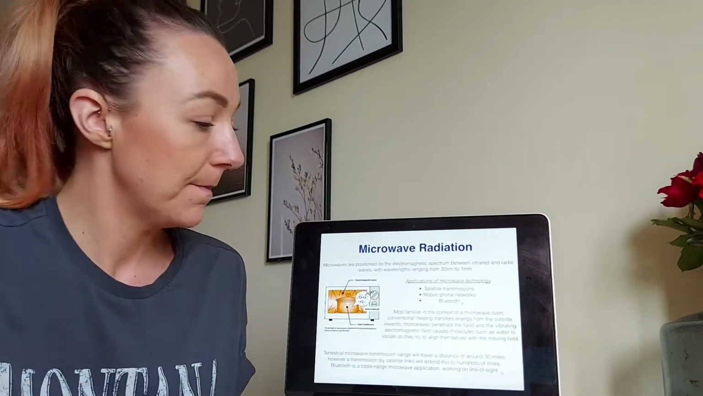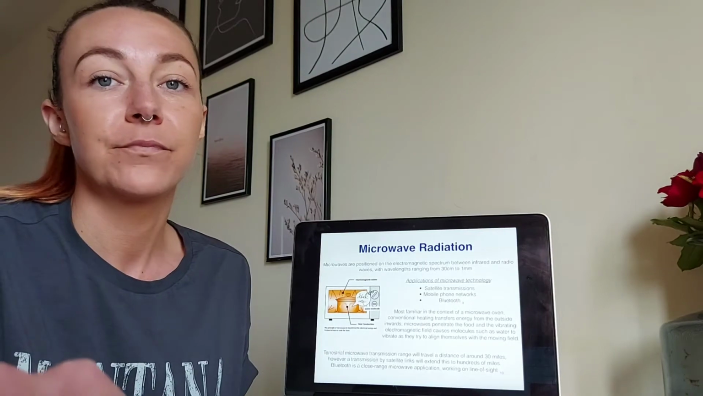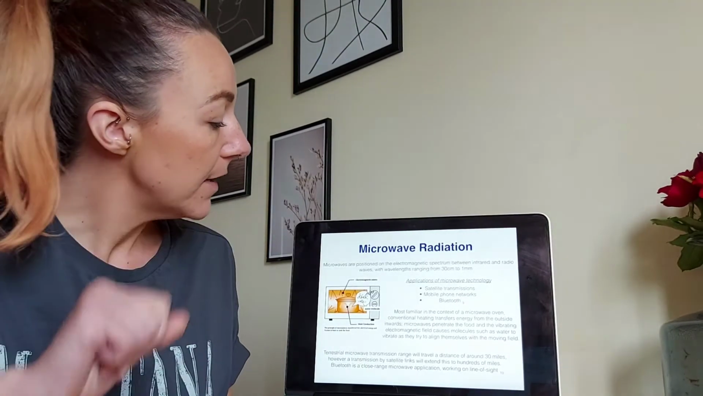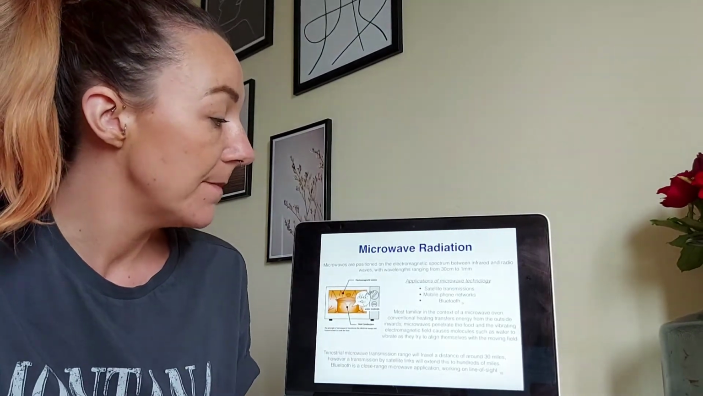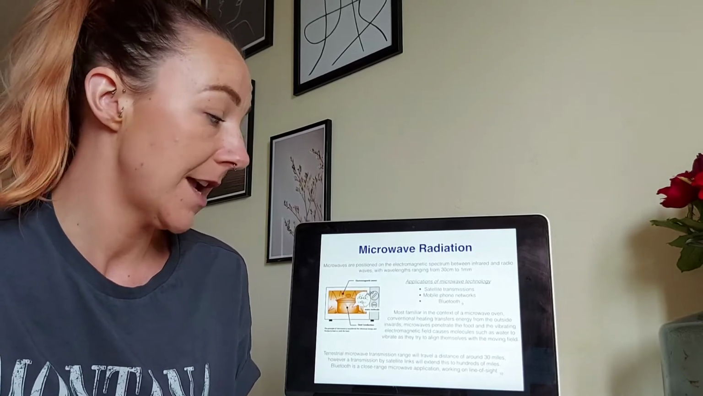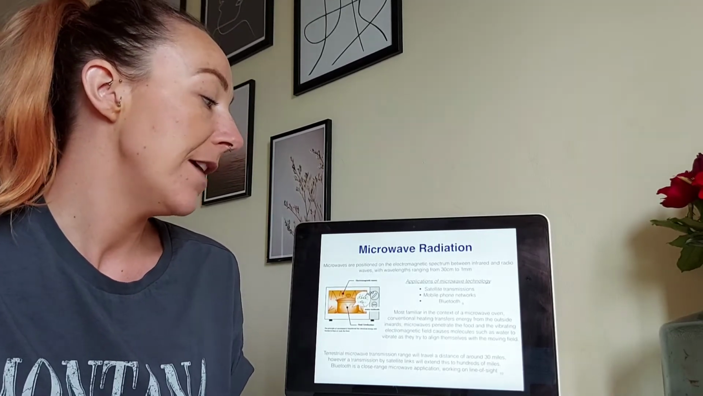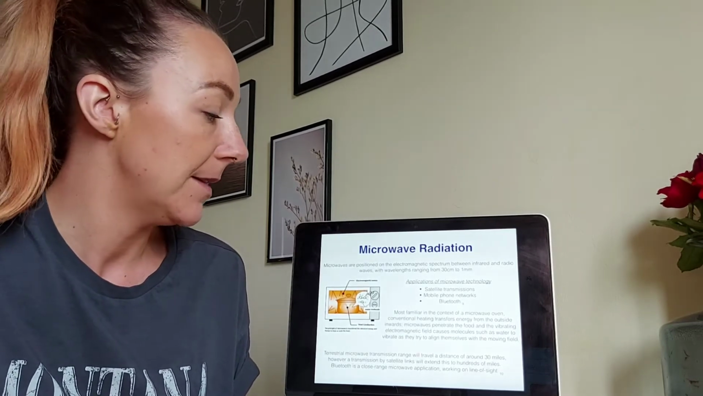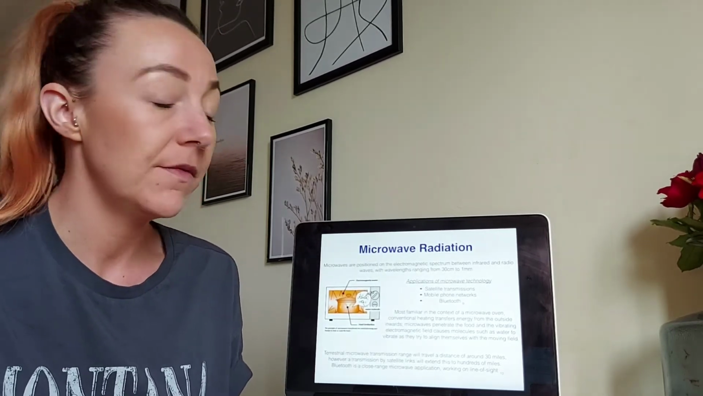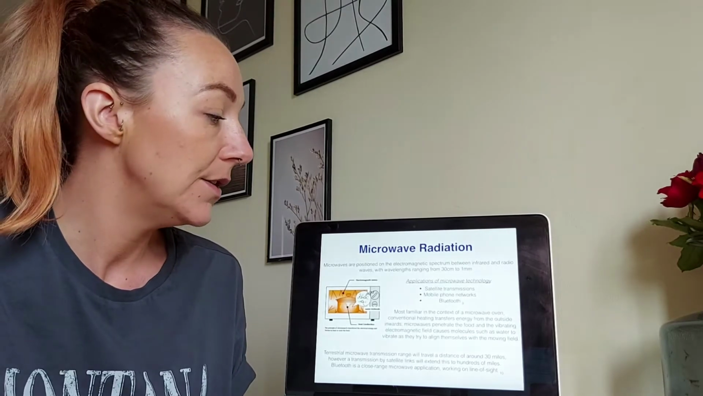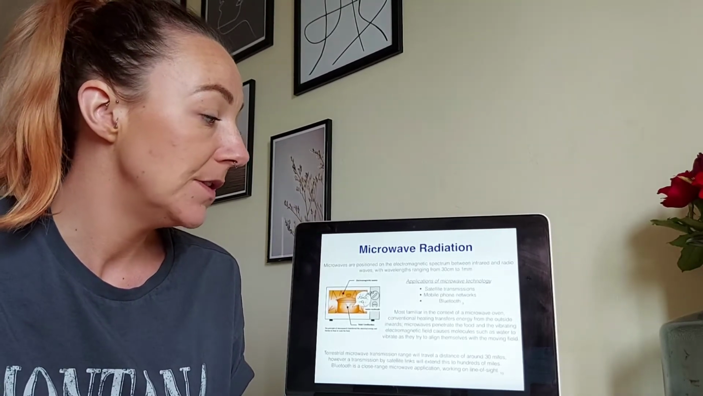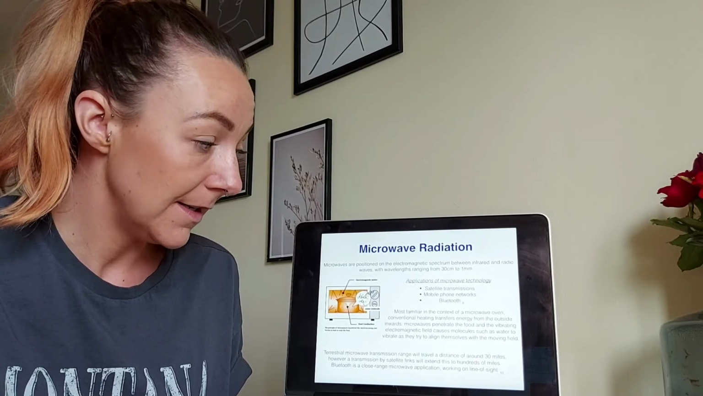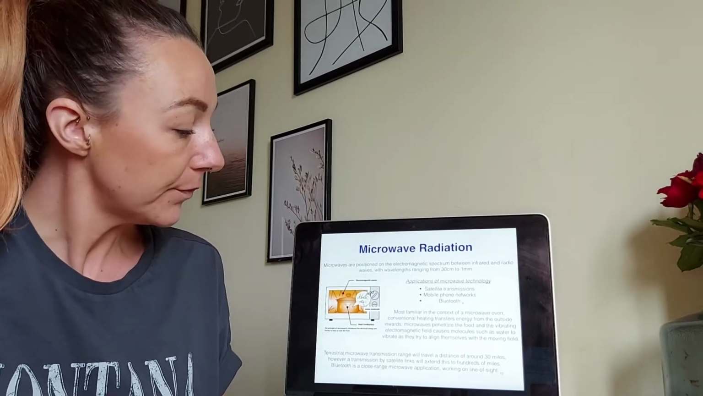Microwave radiation. Microwaves are positioned on the electromagnetic spectrum between infrared and radio waves, with wavelengths ranging from 30 centimeters to 1 millimeter. Applications of microwave technology include satellite transmissions, mobile phone networks, Bluetooth.